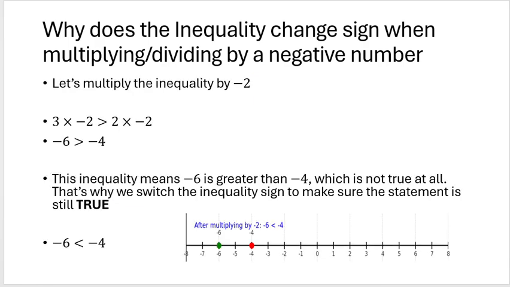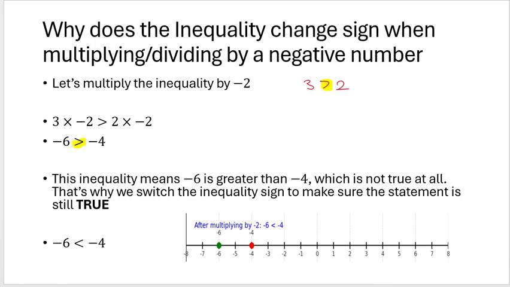Now, let's multiply the inequality by negative 2. So if I multiply the inequality by negative 2, look what happens. I'm using the same inequality, by the way. So let's just write the same inequality somewhere here. So I now have 3 times negative 2, which is negative 6. And then I have 2 times negative 2, which is negative 4. Now I'm keeping the same sign. So look at my sign here. My sign is exactly the same. I haven't changed it yet.